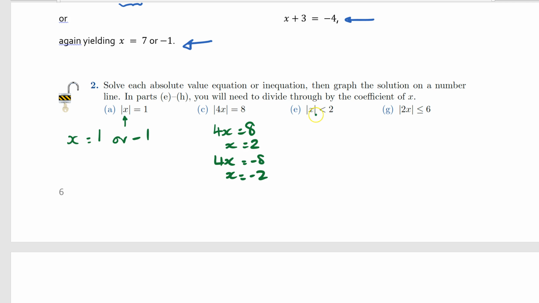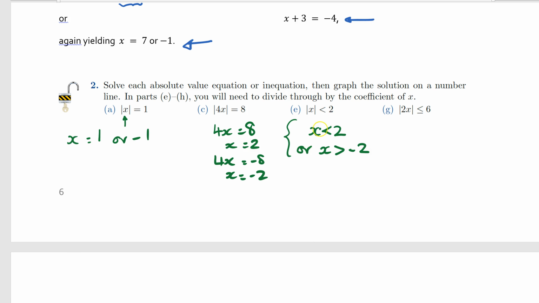This one I might, so mod of x less than 2, then that means that either this thing in here is a positive, and we'd say x is less than 2, or that thing in there is a negative, and in that case, that would mean that x is greater than negative 2. Now, I want to talk about this a little bit.